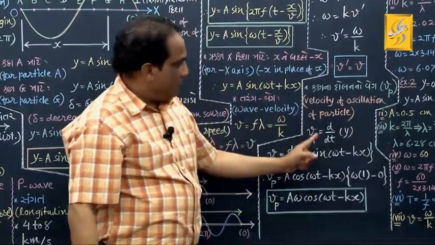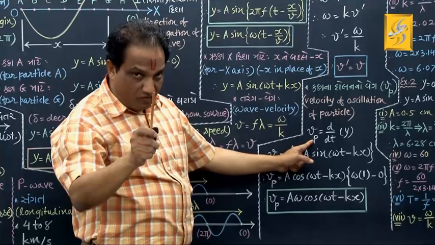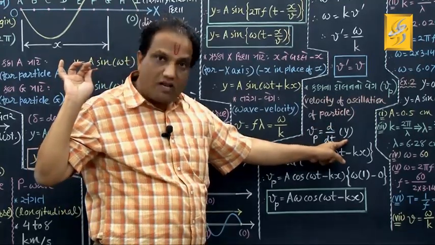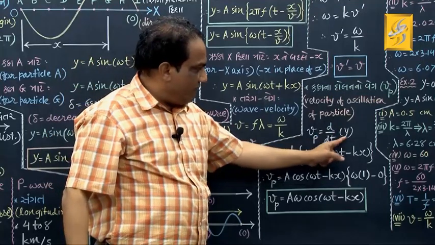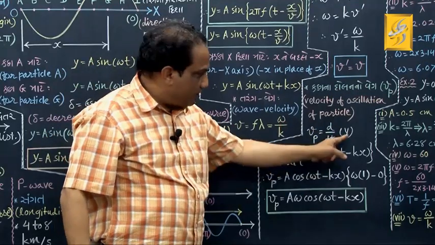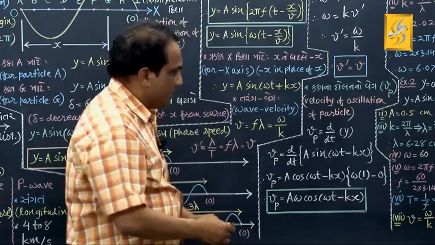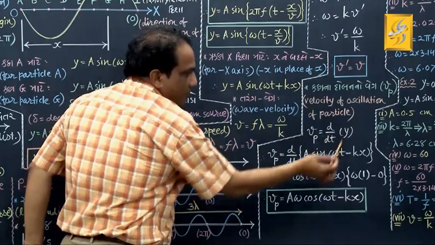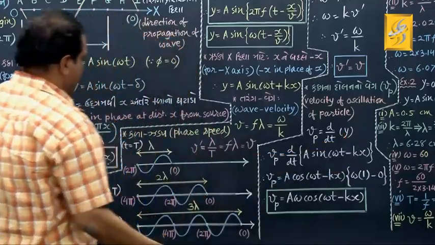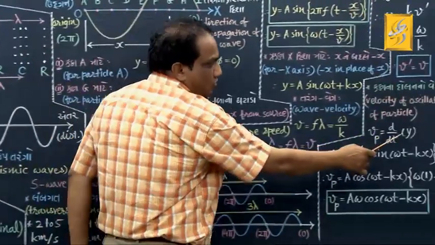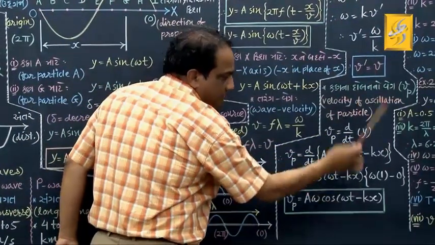Velocity of a particle can always be found by taking the time derivative of the displacement of that particle. d by dt of y will give you velocity. Because this is the displacement of the particle, I should get the velocity of the particle. What about the expression of y? y equals A sin(omega t minus kx).